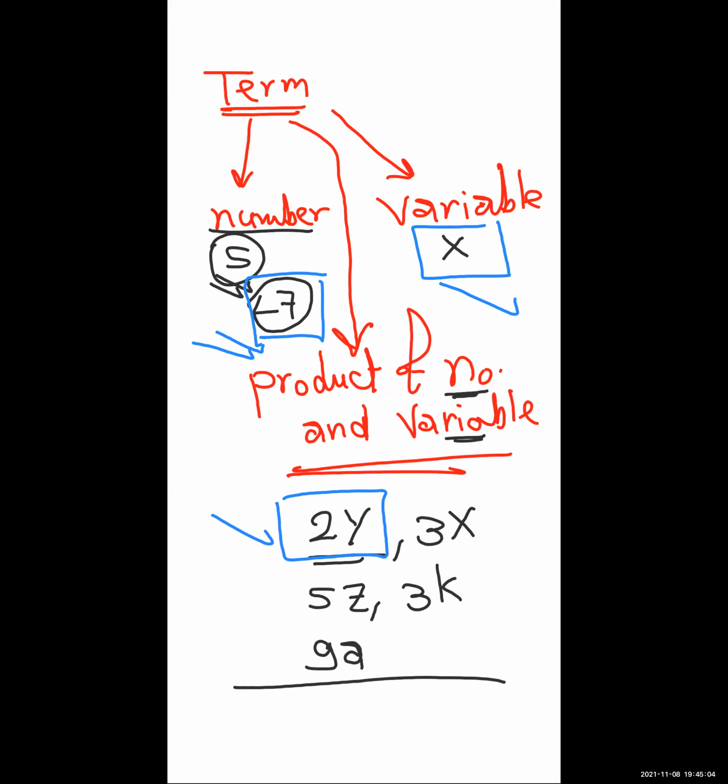So this means generally, if it's only a number, we can consider it a term. If it's only a variable, we can consider it a term. If it's a number and a variable, the product of a number and a variable, we can consider it also a term. The most important point here is that if there is a term like 5x, here this 5 and this x, inside this term, 5 actually is the numerical factor.